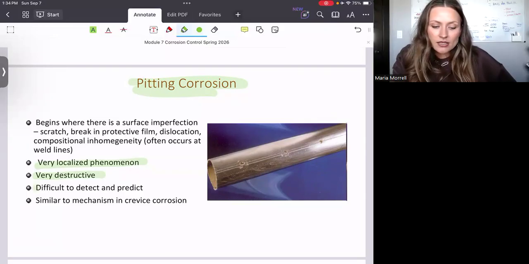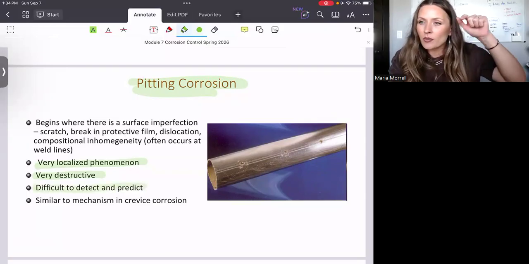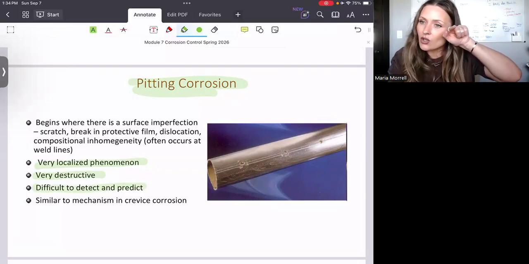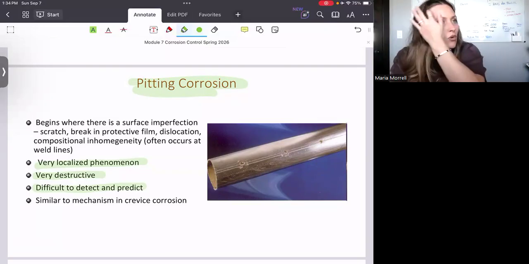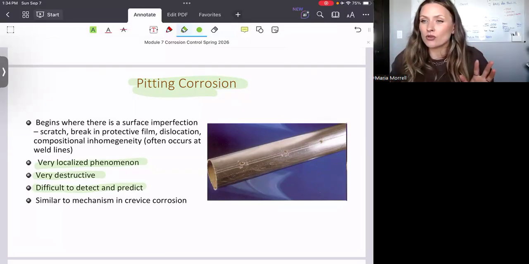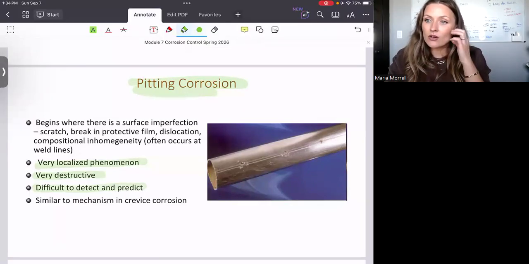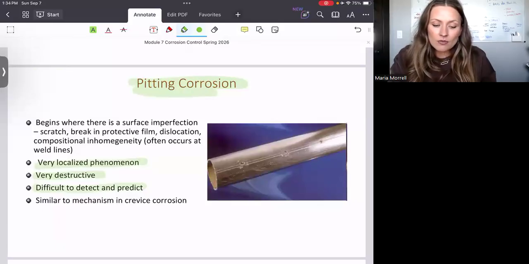It is difficult to detect and predict because you guys remember that there's usually a pit that grows, there's a depth behind it, and you can't really know it. And that's a major difference from uniform corrosion, right? Uniform corrosion is not deceiving. You can see it, you can measure it, you can predict it, you can calculate it. It's very, very stable. With pitting corrosion, it's very, very different, right? Now, the mechanism we already know.